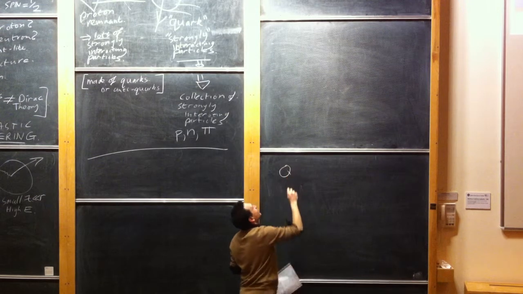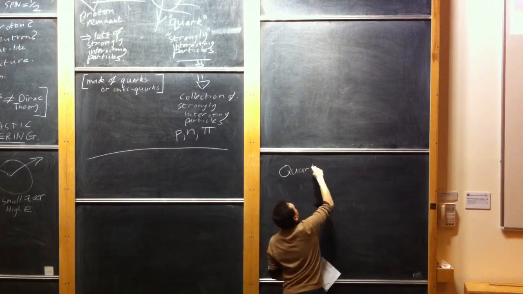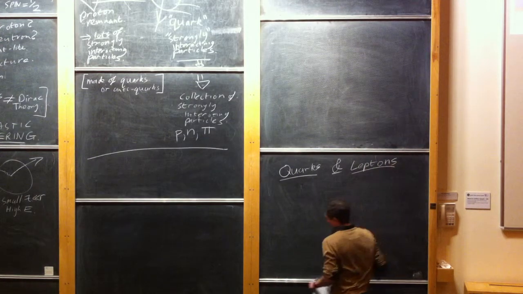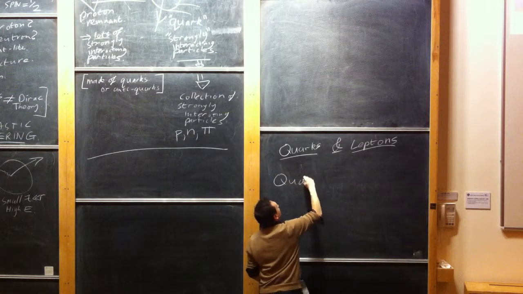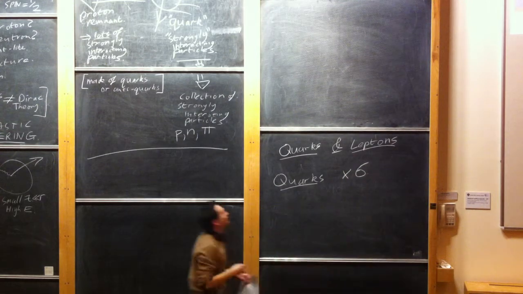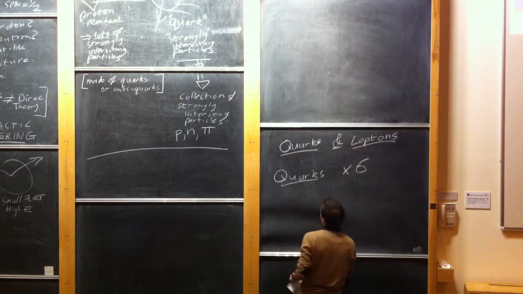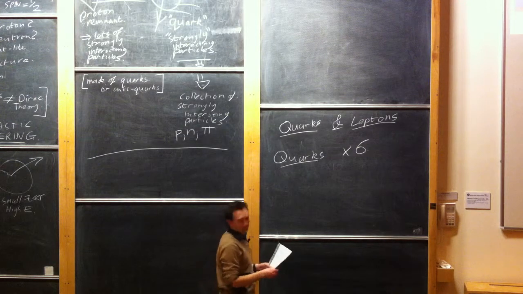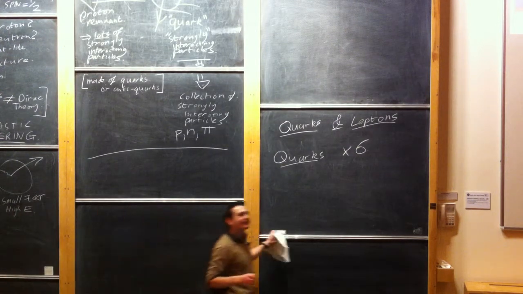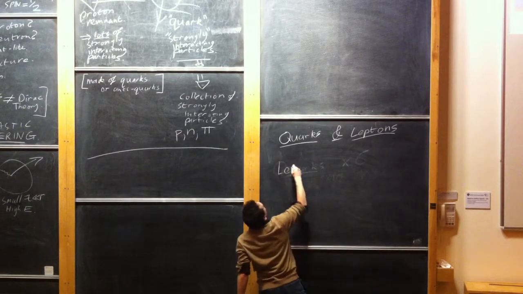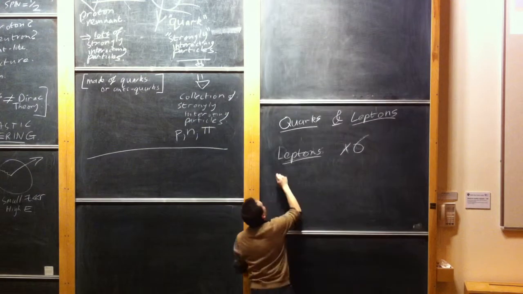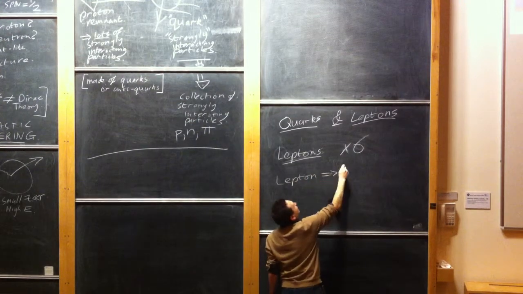So the matter particles are the quarks and the leptons. Now later, we will convince ourselves that there are in fact 6 of these quarks. I'm doing them in a different order. Let's start with the electrons. There are also 6 of those. The leptons means light particles.